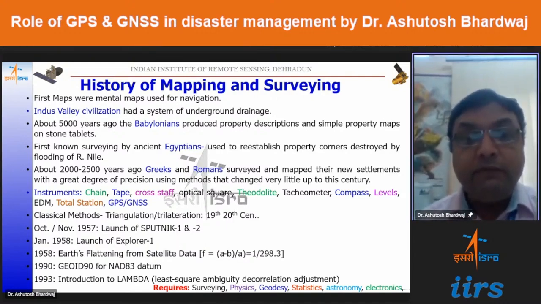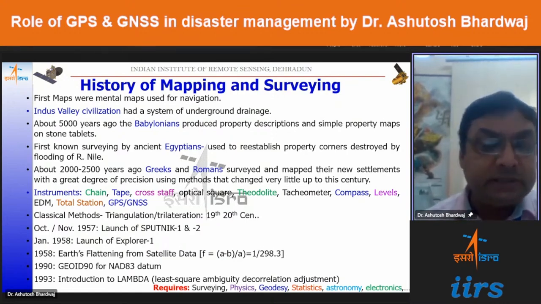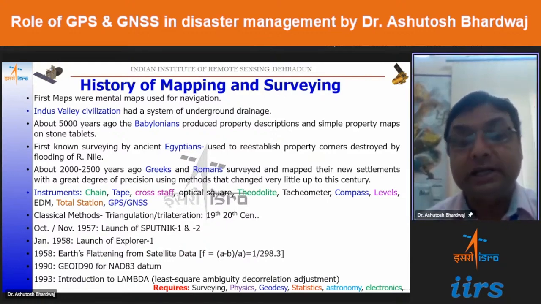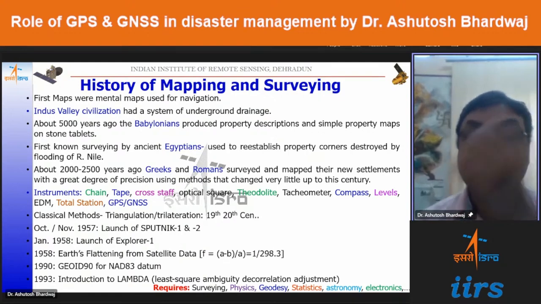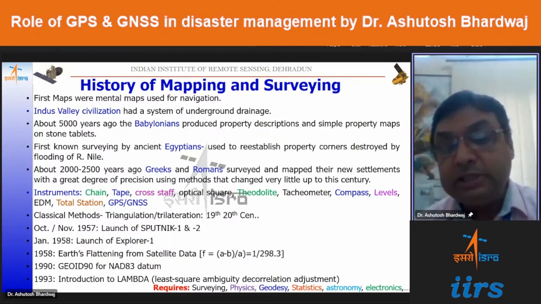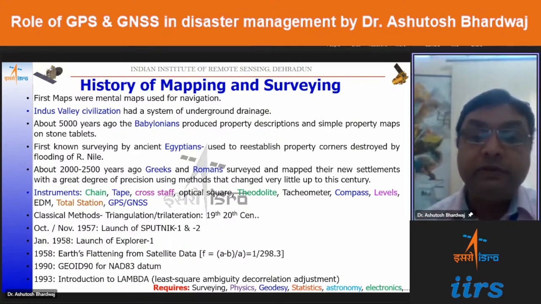In the current scenario, when we are using GPS for a lot of mapping and for various purposes such as disaster management, we need to understand a lot of things so that we are able to use those datasets. So we need some understanding of surveying, physics, geodesy, statistics, astronomy, and electronics. We need some basic understanding of these topics.